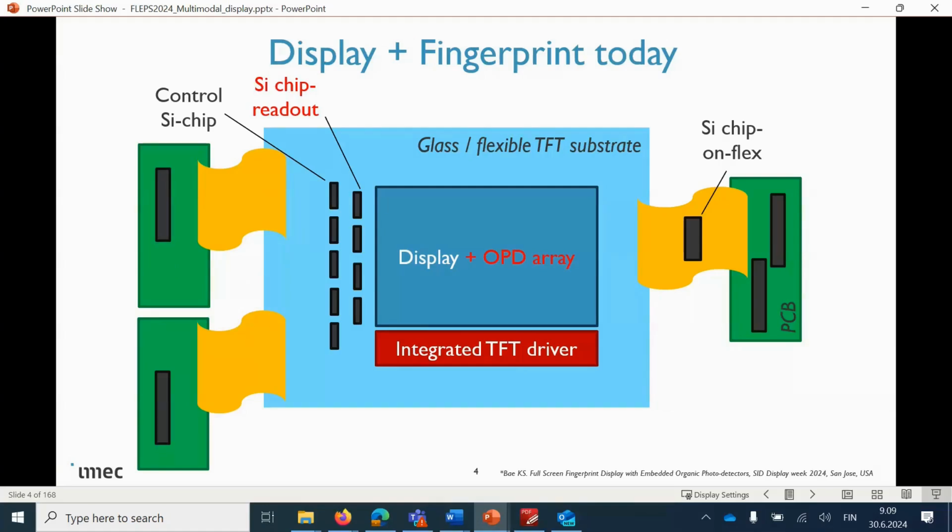And of course, this puts some burdens on the peripherals. You see there are more silicon chips now that you need to have to read out this OPD array, an organic photodiode array that is also integrated there. One of the implementations, for example, has inside the pixel, beside the RGB, also an organic photodiode pattern to make this happen.